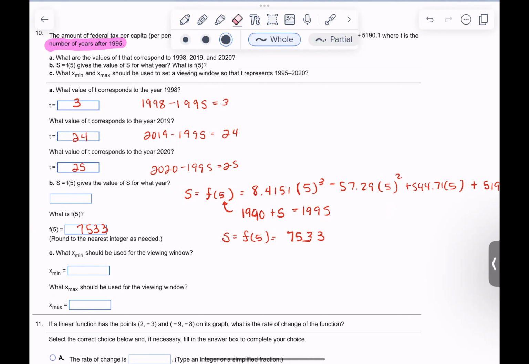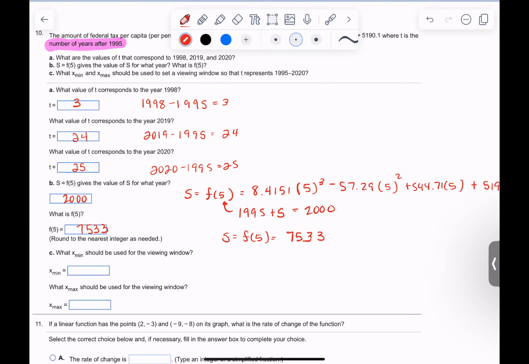If we're evaluating f of 5, that is 1995 plus 5. It's the number of years after 1995. I even highlighted that, still made a mistake. 1995 plus 5 is the year 2000. So let me correct my mistake.